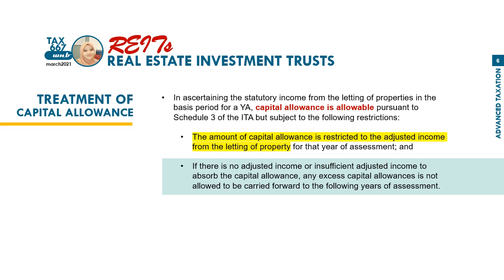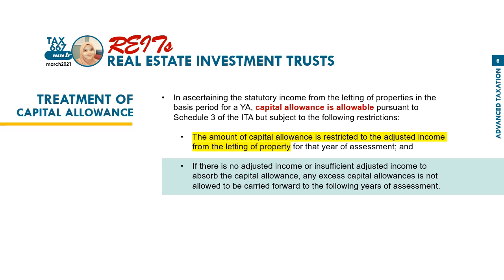Kalau bisnes biasa, CA yang tak habis guna, unabsorbed CA, we are allowed to carry forward. However, untuk REITs, any excess capital allowance is not allowed to be carried forward. So, sampai tahun tu je. Kalau you tak habis guna tahun tu, you tak dibenarkan untuk bawa ke tahun-tahun depan. Dia sama macam business loss tadi, sampai di situ sahaja. This one adalah perbezaan nombor 3. Apa yang membezakan REITs dengan bisnes biasa?